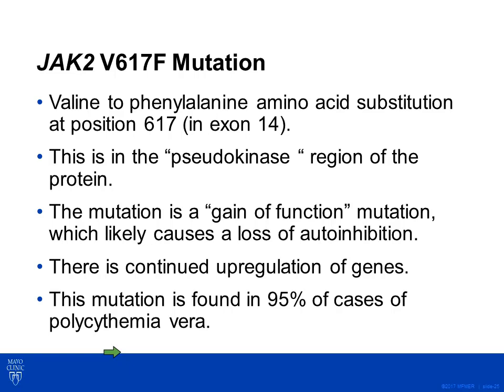This is a gain of function mutation. It likely causes loss of autoinhibition, in other words, the ability to shut down the signaling cascades when they are not needed. So what happens is we get continued upregulation of genes. And most important of all is that this mutation is found in 95% of cases of polycythemia vera.